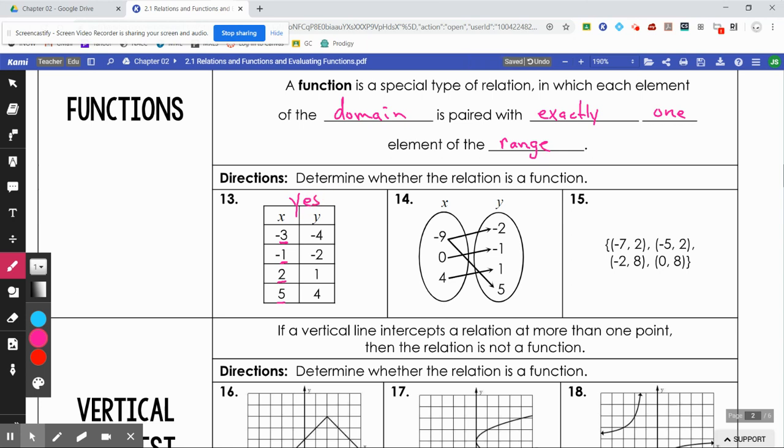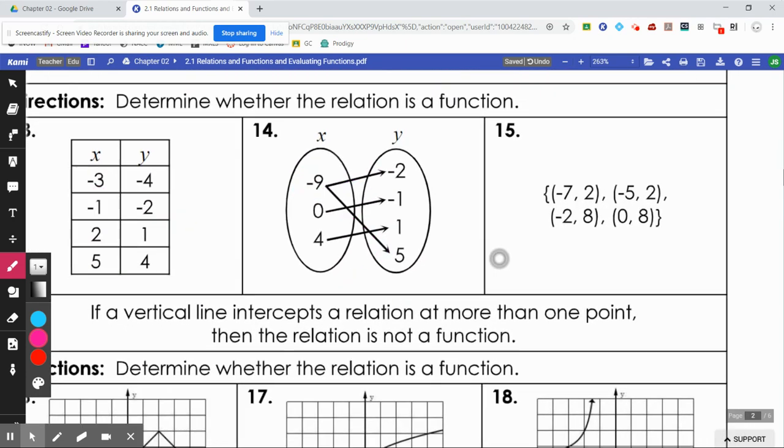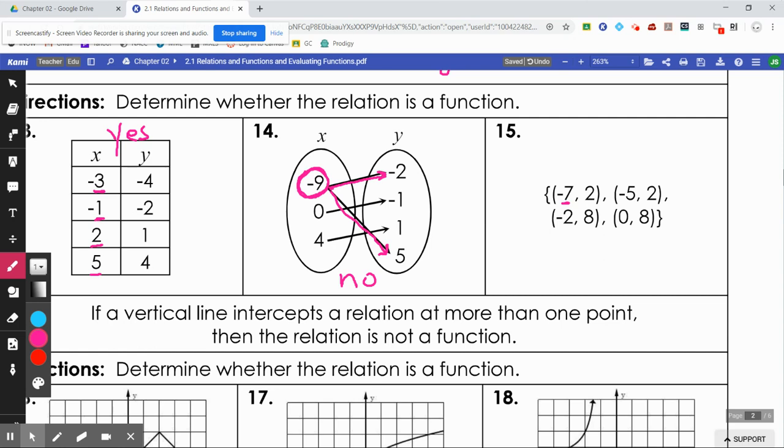However, look at number 14. You have a mapping here. And look at this right here, this is the problem. Negative 9 is paired with negative 2, but it's also paired with 5. Each element of the domain can be paired with only one element of the range, so no, this would not be a function. 15, would this be a function? Each element of the domain can be paired with only one element of the range. This is a function, yes.